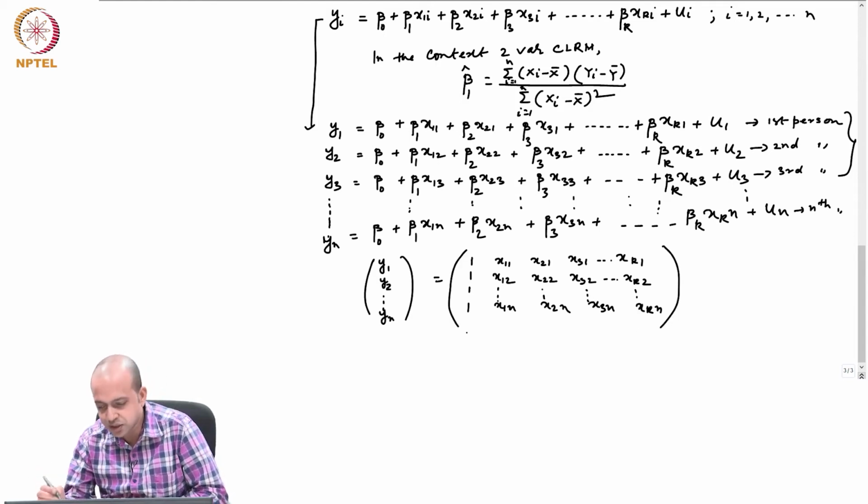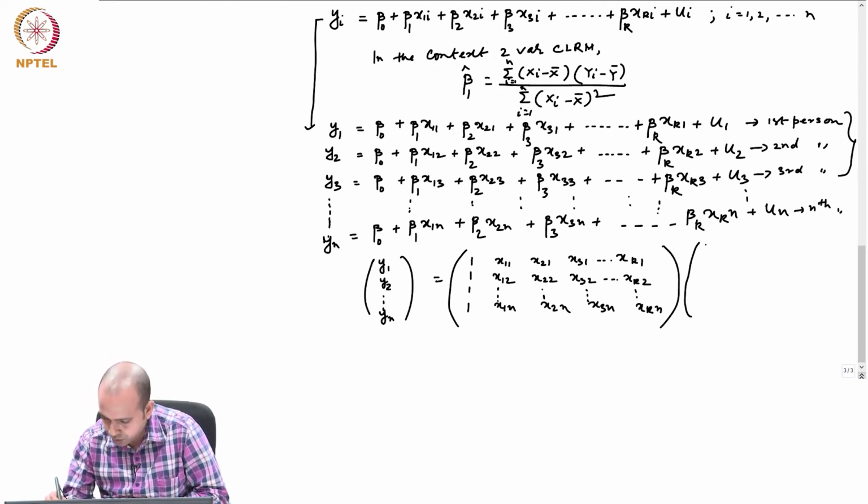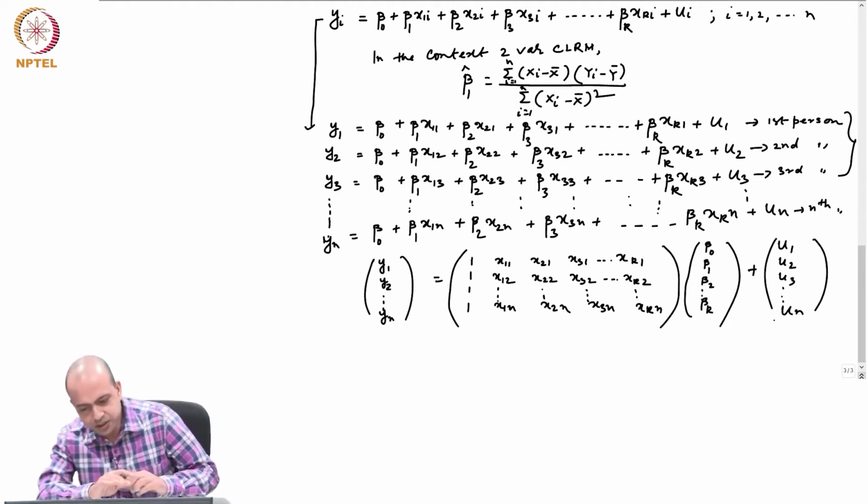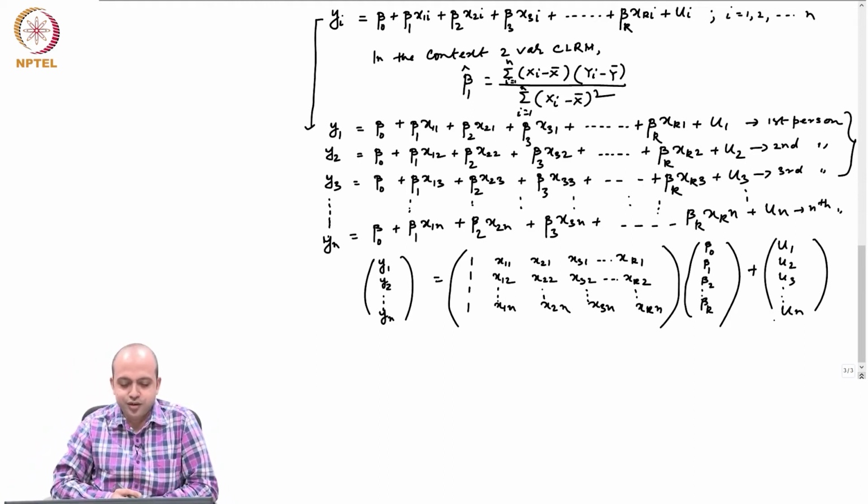This is your X matrix, and that should be multiplied with your beta 0, beta 1, beta 2 dot dot dot beta k, plus u1, u2, u3 dot dot dot un. This is how we can write it. Now, we have to think about the dimensions of these matrices.